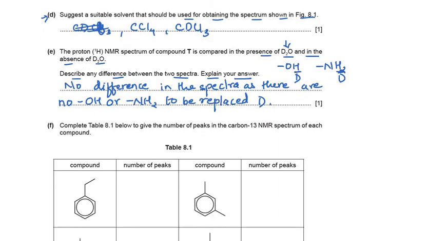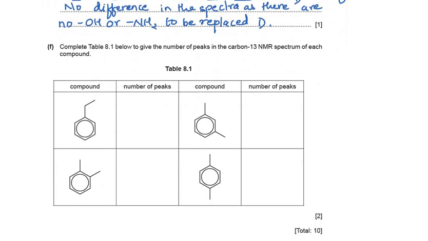We have a few structures. We can see in F that there are a few structures. Complete the table 8.1 below to give the number of peaks in the carbon-13 NMR spectra of each compound. Now understand, I have seen students getting confused between the proton NMR and carbon NMR. Here we are supposed to look at the carbon only. So types of carbon present in these compounds.